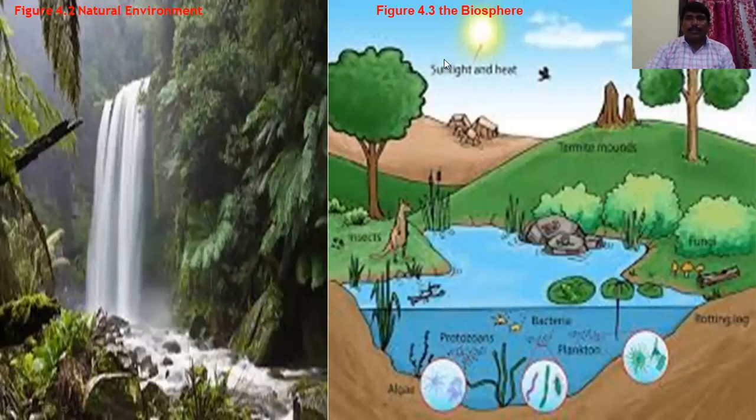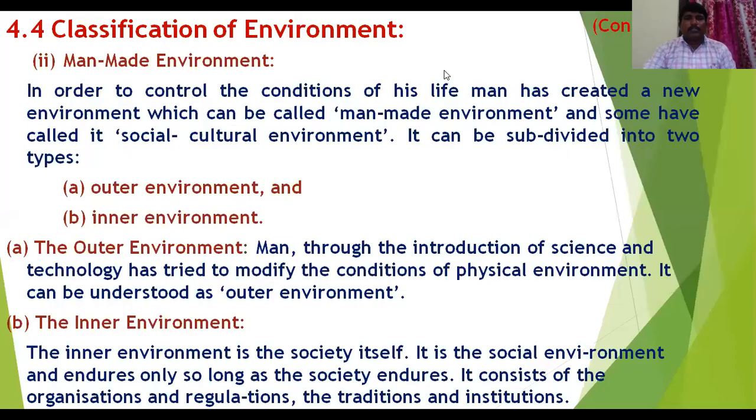while figure 4.3 depicts the biosphere, the fourth domain of the natural environment. The second is man-made environment. It is also known as cultural environment. In order to control the conditions of his life, man has created a new environment which can be called man-made environment, and some have called it socio-cultural environment. It can be subdivided into the following two types: A, outer environment, and B, inner environment.